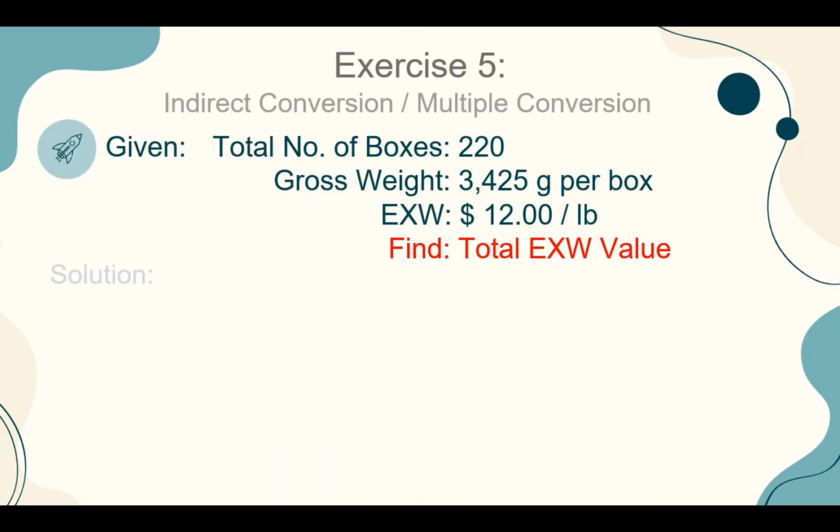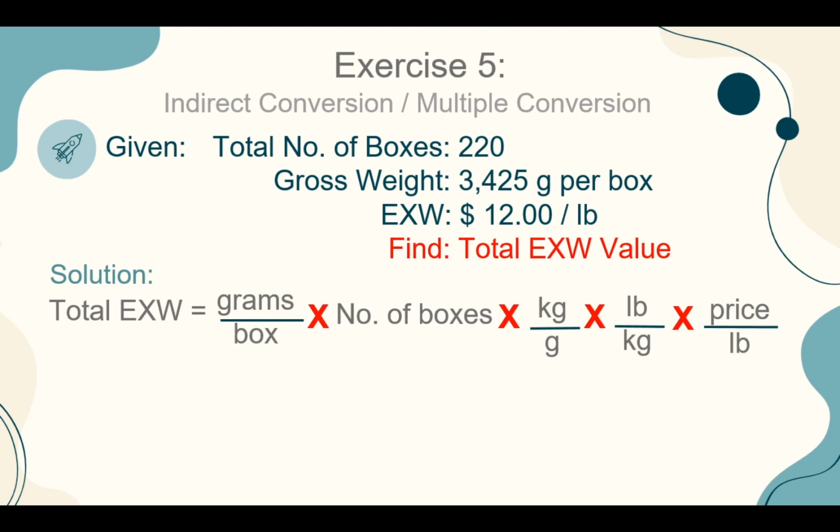So next, exercise 5, indirect conversion pa rin and multiple conversion. So meron na naman tayong Incoterms. Total number of boxes are 220, and then our gross weight is 3,425 grams per box. So our ex-works value is $12 per pound. So let's find the total ex-works value.